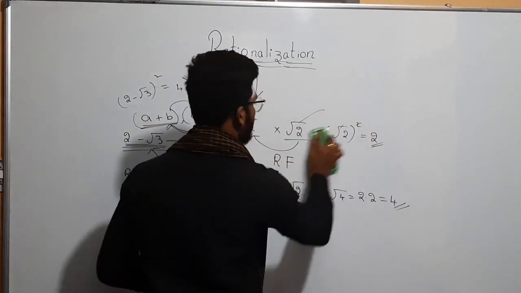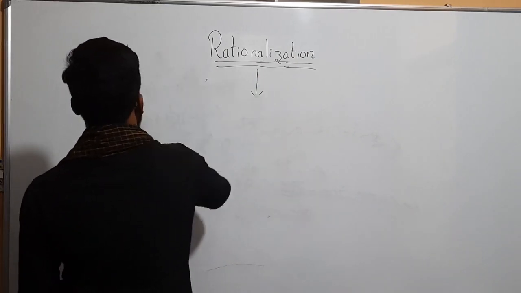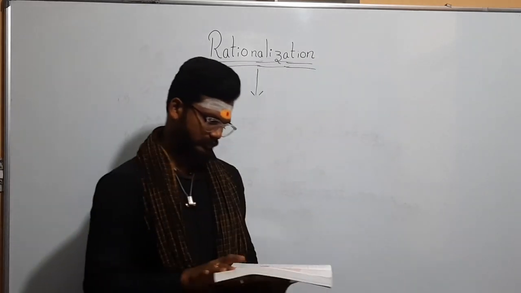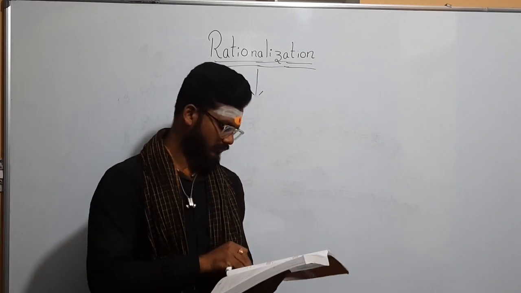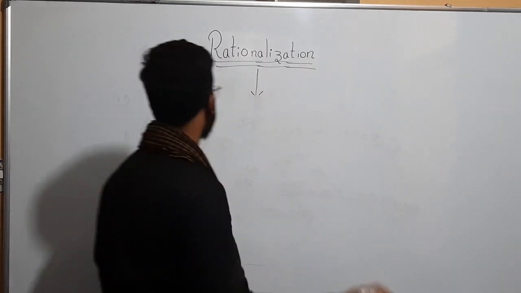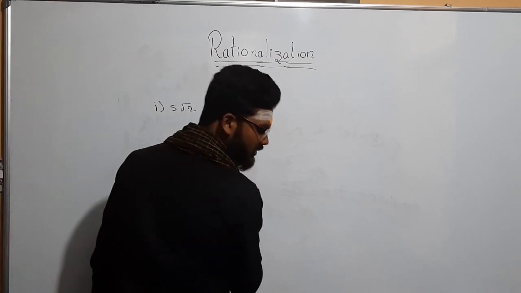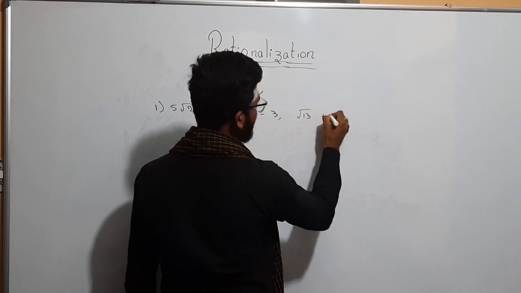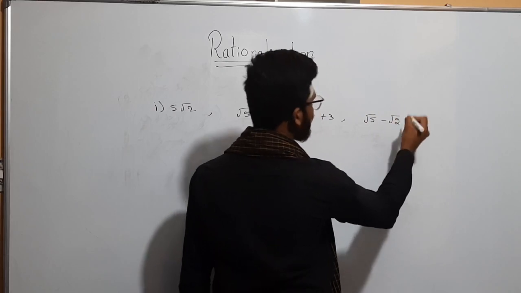Now, let me take few examples. Find the lowest rationalizing factor of 5 root 2. Let me write here 5 root 2. I'll write some questions here. Root 5 minus 3, root 13 plus 3, and root 5 minus root 2.